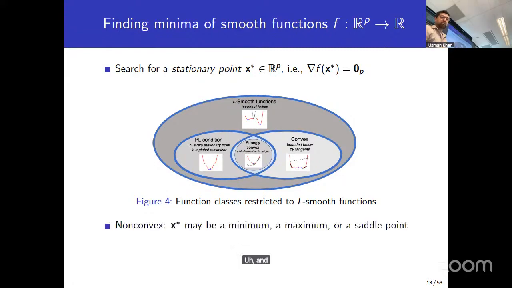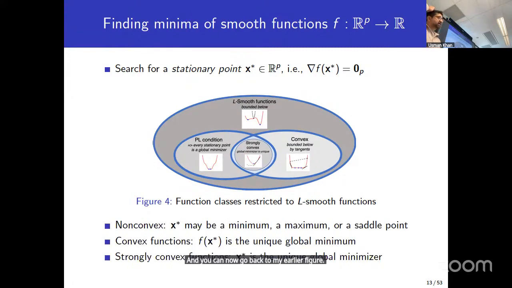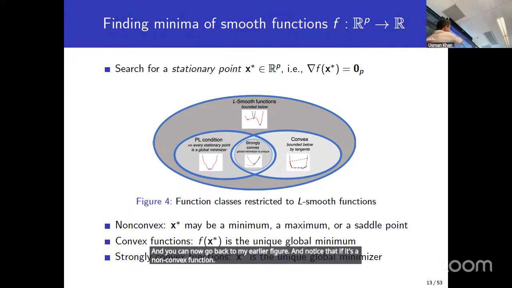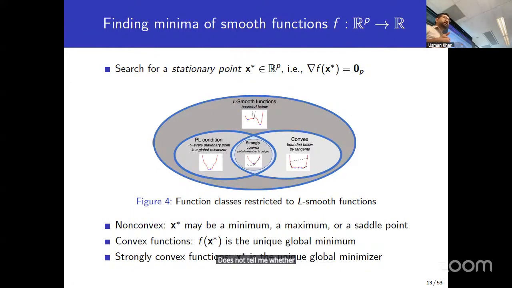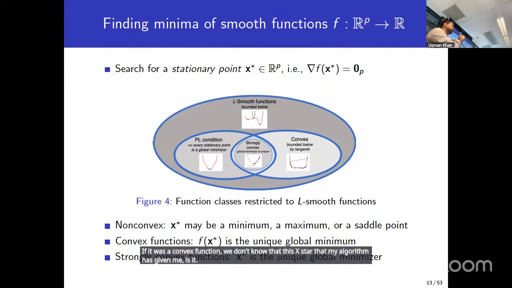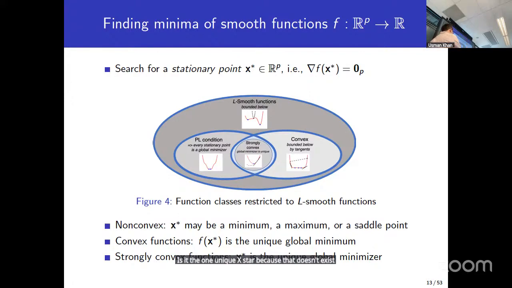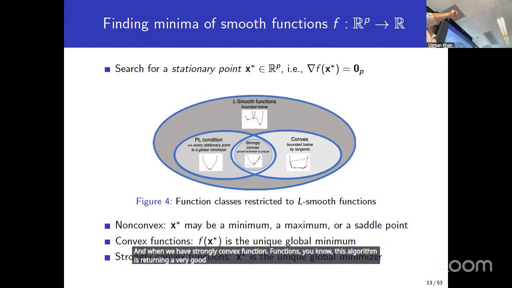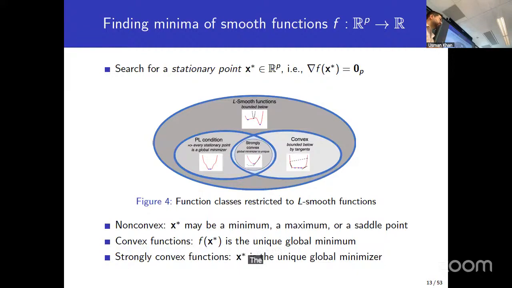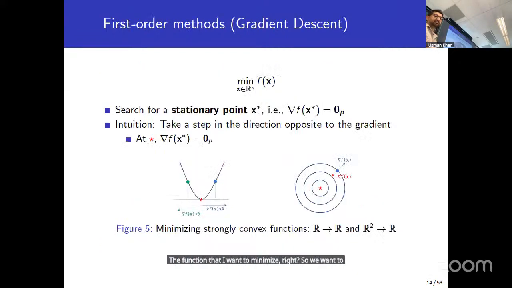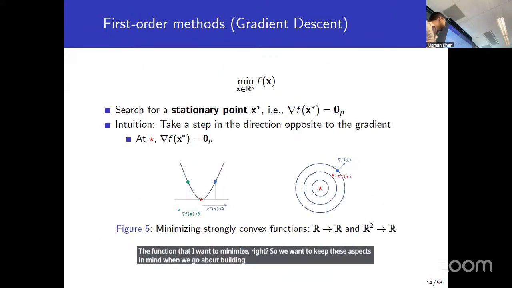And you can now go back to my earlier figure and notice that if it's a non-convex function, then this property does not tell me whether the point x star was a minimum or a maximum or a saddle point. If it was a convex function, we don't know that the x star my algorithm has given me is the one unique x star, because that doesn't exist. All we know is that the function value at this x star is unique. And when we have strongly convex functions, this algorithm is returning a very good point because it's the unique minimizer of the function that I want to minimize, right? So we want to keep these aspects in mind when we go about building algorithms.